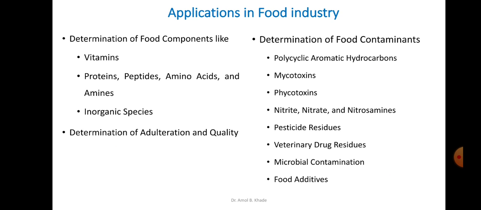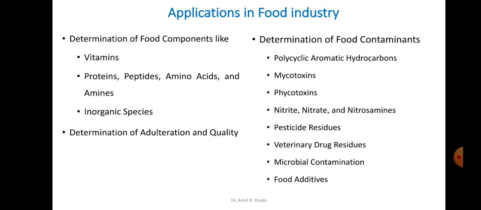So in a broad way we can summarize here, the fluorescence spectroscopy can be used in the determination of vitamins, proteins, peptides, amino acids and amines, and also to quantify the inorganic species which are present in the foodstuff. Then the determination of adulteration, usually it is very common nowadays, so we can find out the adulterants present in the foodstuff, in what concentration they are present, and ultimately by quantifying these adulterants we can judge the quality of the food material.